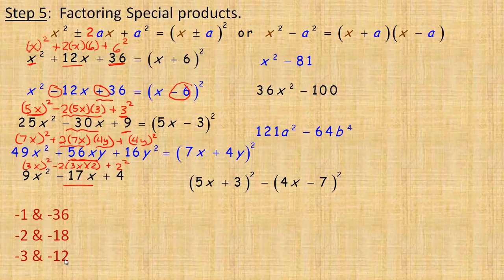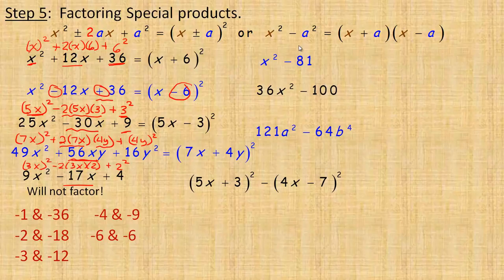Well, what about negative 3 and negative 12? So you look at all the possibilities. That multiplies to 36, but it doesn't quite add to negative 17. Negative 15 is close, but not quite. And then negative 4 and negative 9, and also negative 6 and negative 6. And none of these pairs adds to negative 17, so it will not factor. So that's how you exhaust all possibilities and check to make sure, does it factor or doesn't it factor.